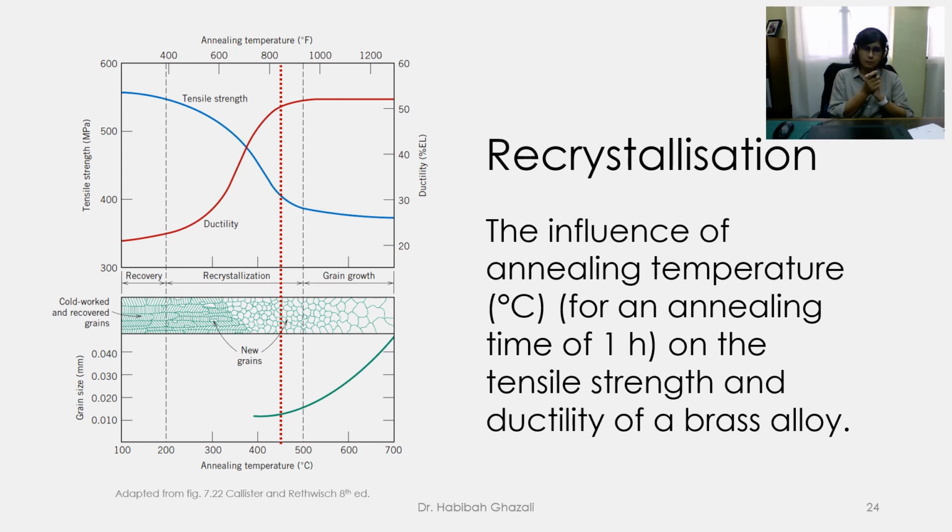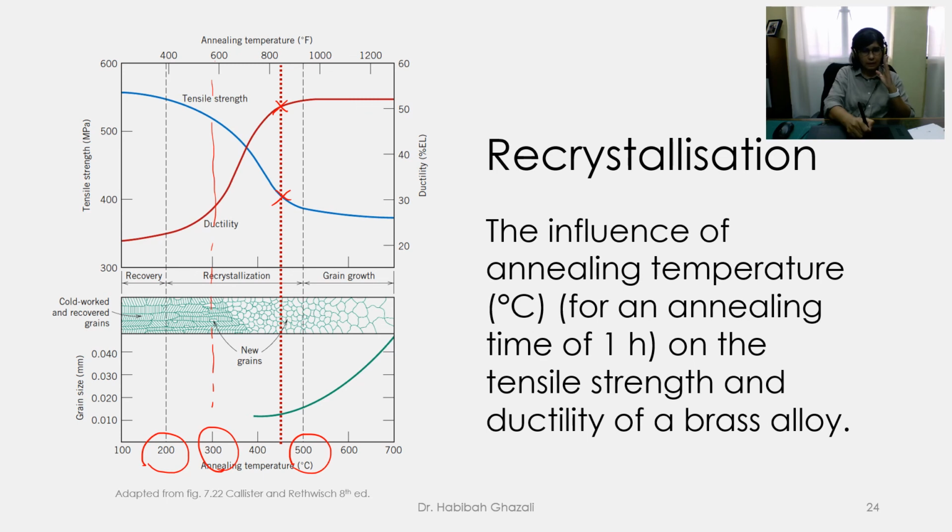So here there's a plot of the influence of annealing temperature for 1 hour on the tensile strength and ductility of brass alloy. So you can observe here, if it's annealed for 1 hour at 200 degrees Celsius, or you use 300 degrees Celsius annealing temperature or 500 degrees Celsius, you can see that there will be a difference in terms of their mechanical properties. So this is what this graph is all about.